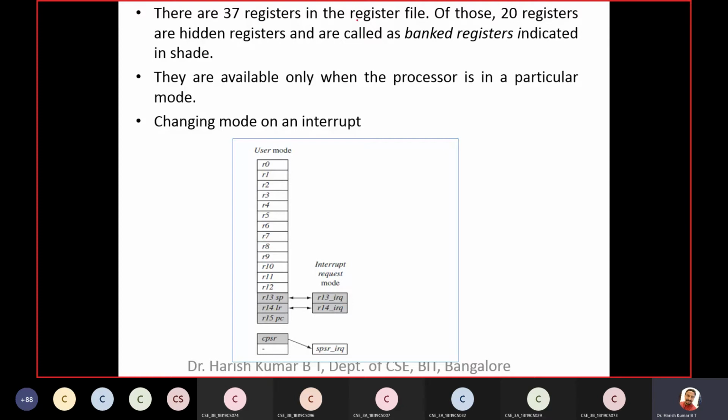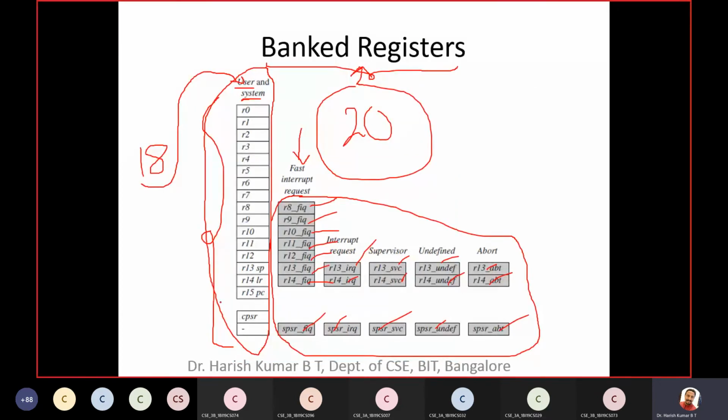There are 37 registers in the register file, strictly speaking. We don't take this into account till now. I told you 18 active registers. In these 18 active registers, we don't take this into account because the majority of the time we don't use this and we don't modify this. We use the Cpsr. So 17 from here and 20 from here, so it has 37 registers.